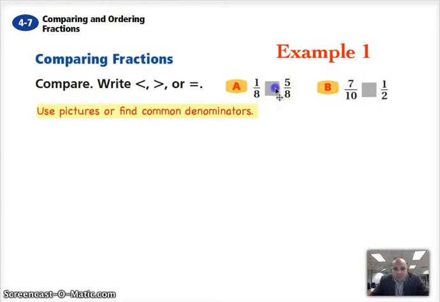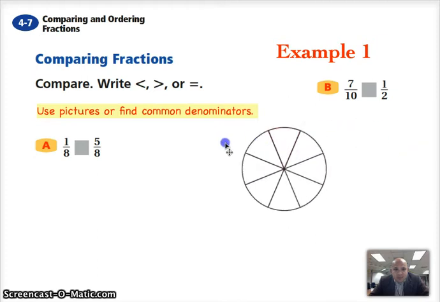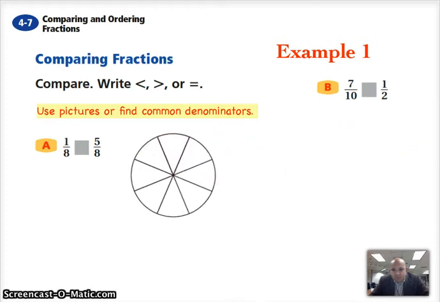So first example we're going to do is comparing fractions. Here we're going to compare, write a less than, greater than, or equal sign. And we're going to use pictures or find common denominators in order to find the solution. So first of all, we're going to go ahead and use a picture.